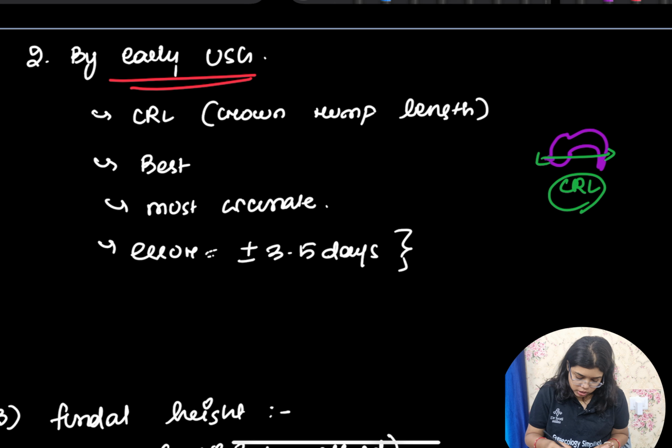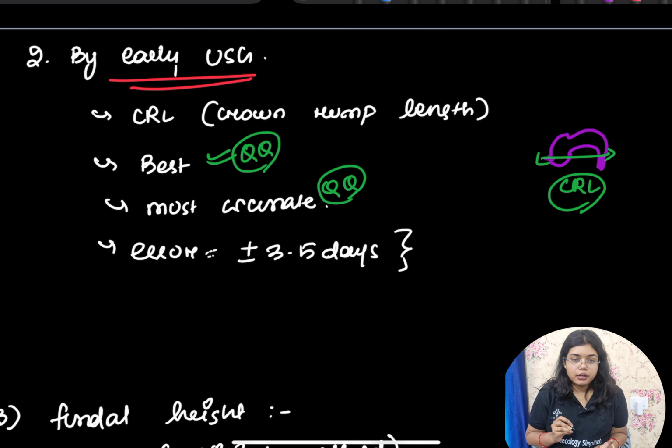This is the best method and most accurate. This is the gold standard. This is a frequently asked MCQ: what is the gold standard ultrasound method to calculate the gestational age? We will write crown rump length or CRL, because it has only a variability of 3 to 5 days.